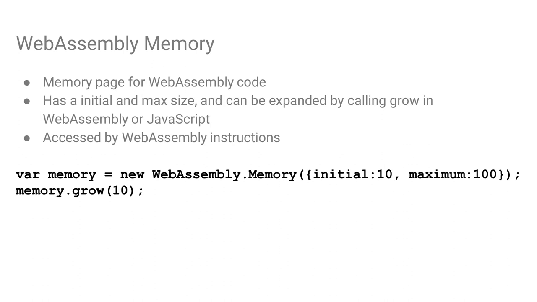So, what are these types? There's first the WebAssembly memory, and this allocates all the memory that your WebAssembly can use. It has an initial and a max size, and it can be expanded by calling grow in WebAssembly or JavaScript. And then you can access this memory using WebAssembly instructions. So here's how you create memory in WebAssembly. You've got the initial size in pages, the maximum size, and then you can just grow it as you need more. And keep in mind, you can only have one of these. Right now, WebAssembly allows exactly one slab of memory, and that is all your assembly code gets.